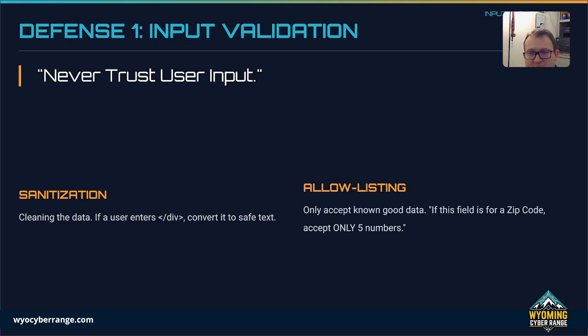This is often called allow listing or whitelisting. You define what is good and block everything else. We can also use what we call sanitization, where we clean the data to turn dangerous characters into safe text.